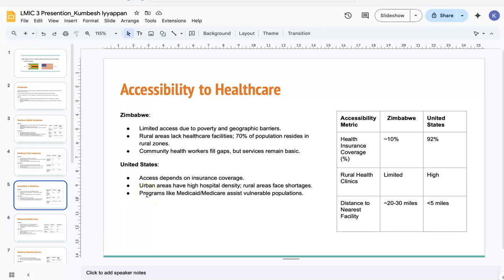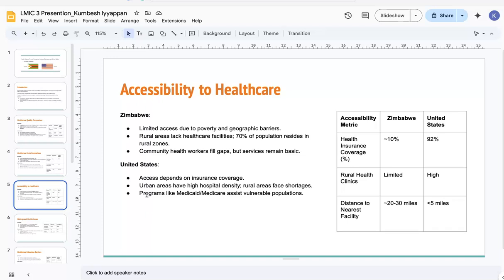Talking about accessibility to healthcare, Zimbabwe has limited access due to its poverty state and geographic barriers. Rural areas lack healthcare facilities, and in fact 70% of the population resides in rural areas, which is a critical issue because they don't have proper facilities near to them. There are a huge number of community healthcare workers who fill the gap, but due to the large population, they're not able to provide the best healthcare solution for the population.